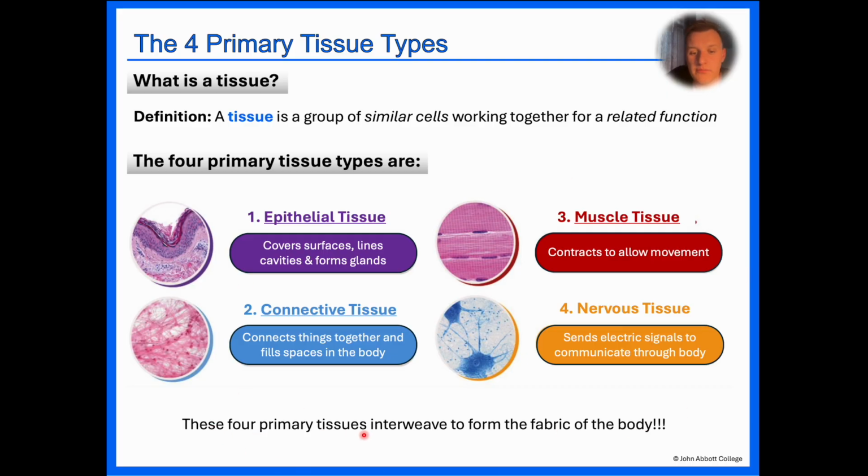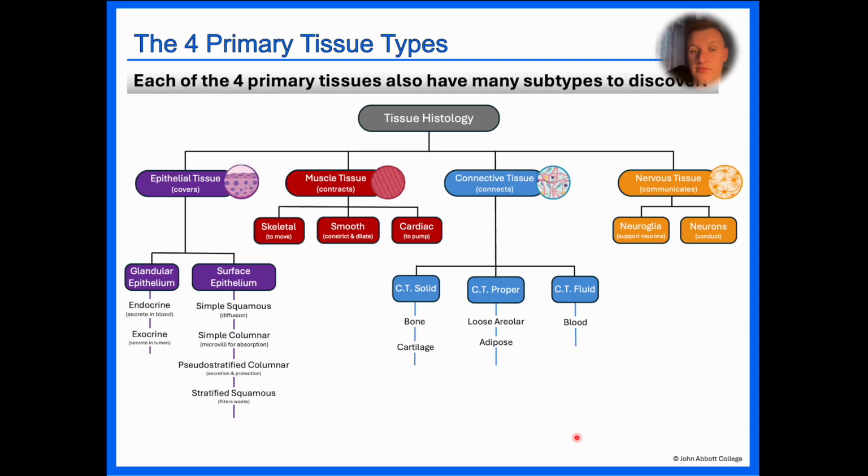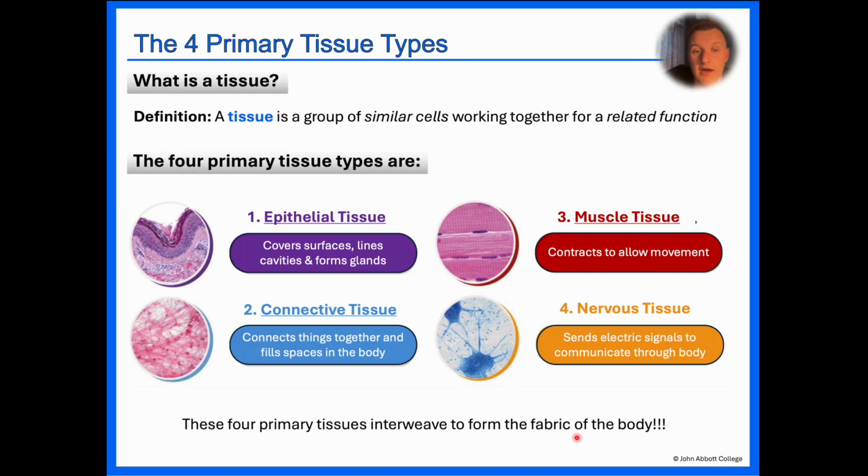So these four primary tissues interweave to form the fabric of the body. I want to make a point, and I think I made it in our first lecture. An organ is not made of just one or two tissue types. It is made of all of these. Remember that when we piece together many tissues, we form an organ.